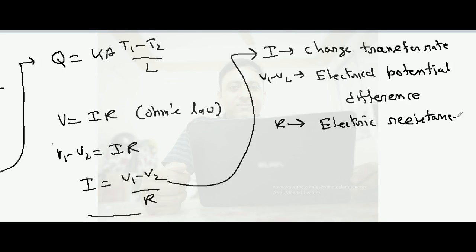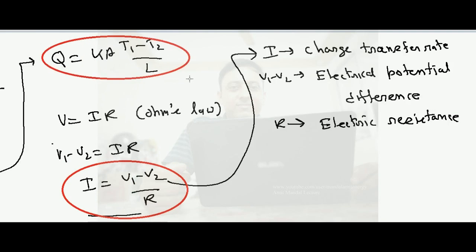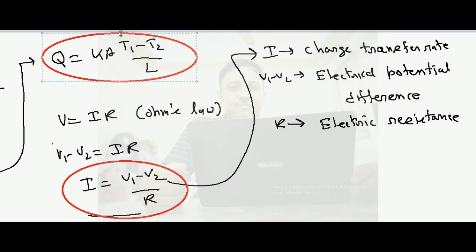Now what we see, if we compare this Ohm's law with this Fourier's law, we can compare the two formulas. Here I is the charge transfer rate, which is the outcome of Ohm's law. Q is the heat transfer rate. V1 minus V2 is the electrical potential difference. T1 minus T2 will be what? It is the thermal potential difference, which I already talked about.